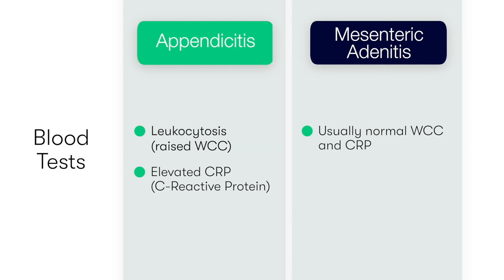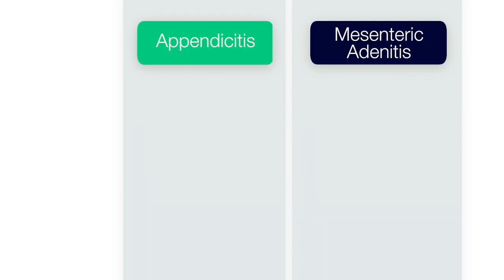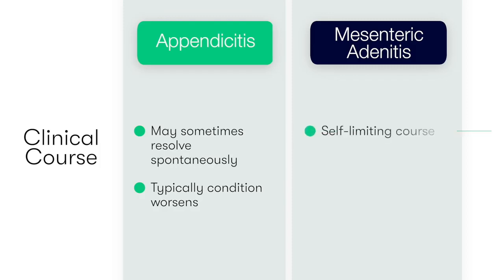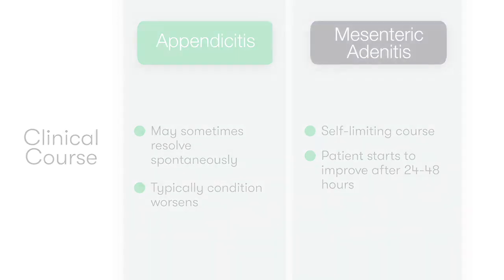Finally, the clinical course of the two conditions is very different. With appendicitis, whilst it can resolve spontaneously, especially if the patient has been given antibiotics, typically the condition worsens. However, in mesenteric adenitis, the clinical course is self-limiting, and the patient usually starts to feel better after 24 to 48 hours. So that's just a brief summary of how to tell these two conditions apart. And hopefully that's a bit clearer now.